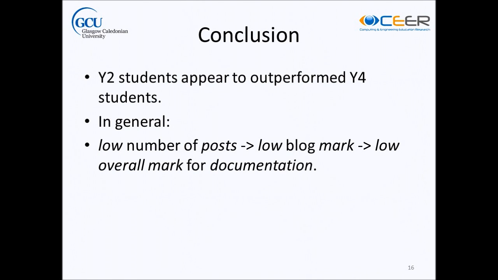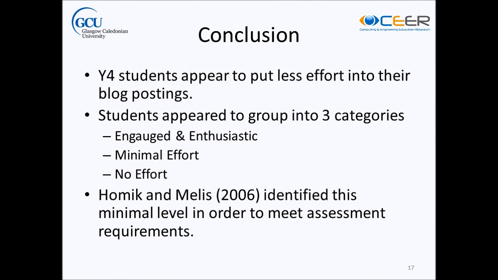So in conclusion, year 2 students appear to outperform year 4 students. Generally we can see that the lower the number of posts, the lower the blog mark, the lower the overall mark for documentation, which is disappointing. Year 4 students seem to put in less effort. I'm not really sure why that is just yet. Again, probably after talking to students that will become evident. Students appear to fall into 3 sort of groups: engaged and enthusiastic, minimal effort, and no effort at all. Sadly, there were some students that made no effort whatsoever.